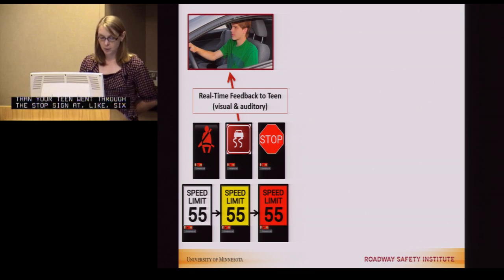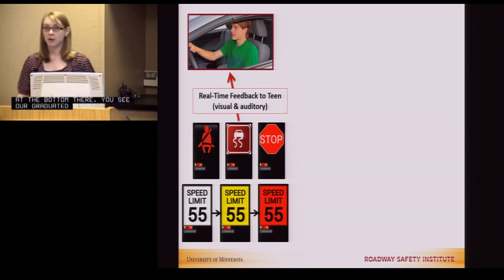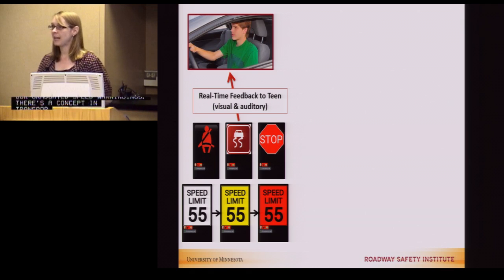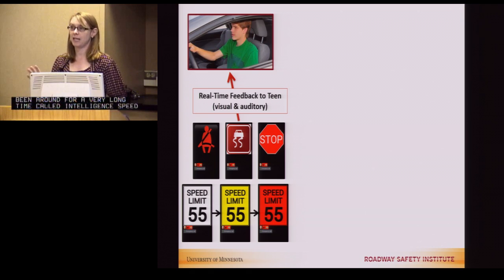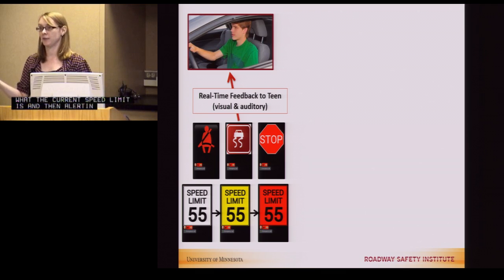The risk is quite a bit higher. And you can have a different conversation with them about it. At the bottom there, you see our graduated speed warnings. There's a concept in transportation safety that's been around for a very long time called intelligent speed adaptation. It's literally just informing the driver of what the current speed limit is and then alerting them if they increase their speed over the speed limit.